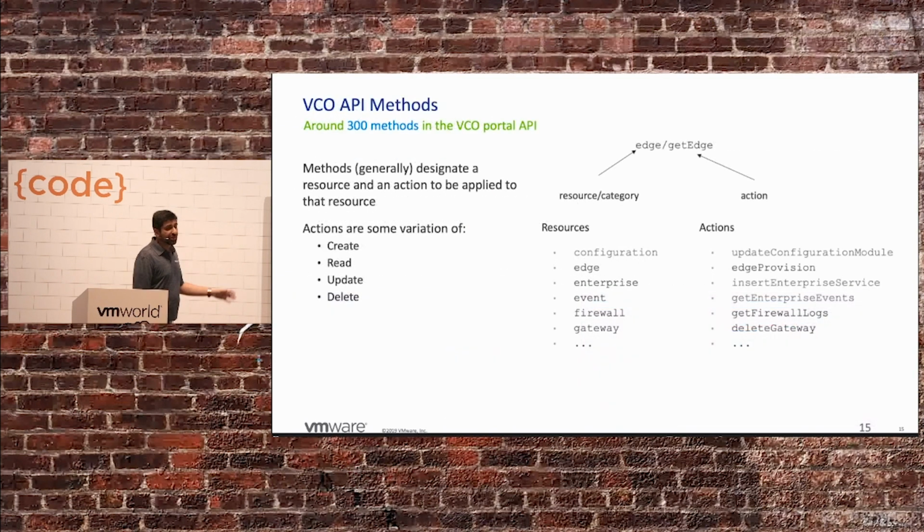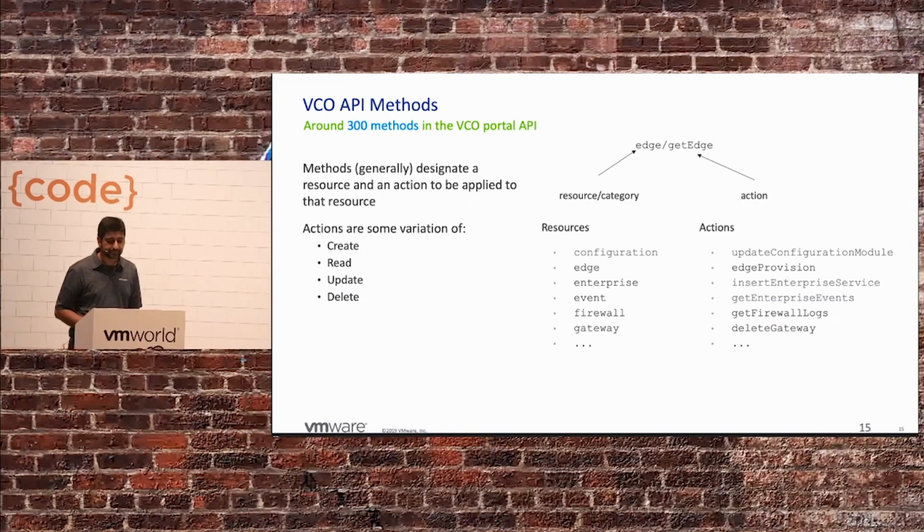So today there's about 300 different API methods available, and it's broken up into really resources and actions. So common resources that you would use would be configuration to configure an edge, edge to gather edge statistics or get edge configuration, events to pull events. So those would be the resource types, and then the actions you can take on those are really what the REST actions are. So create, update, delete, and so on.